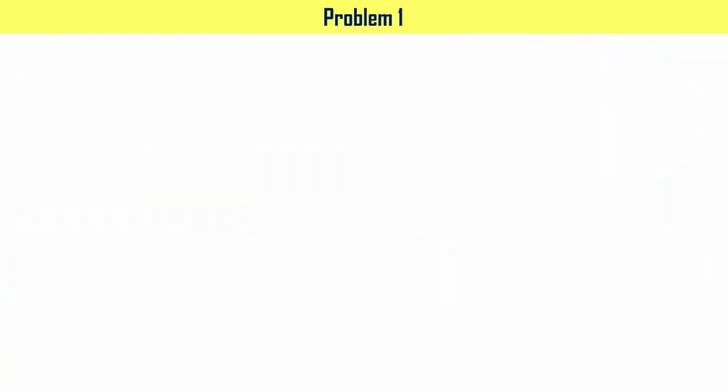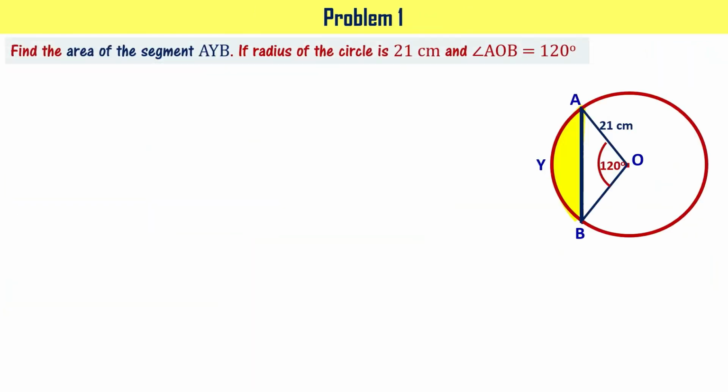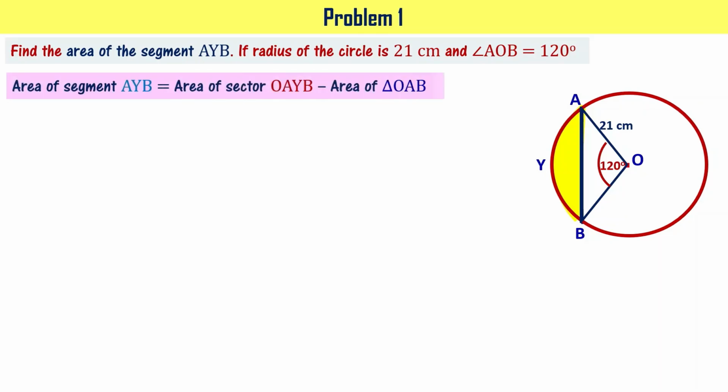Let us solve a few problems based on this concept. Find the area of the segment AYB if the radius of the circle is 21 centimeters and angle AOB equal to 120 degrees as shown in the figure. Area of segment AYB can be written as area of sector OAYB minus area of triangle OAB, right?